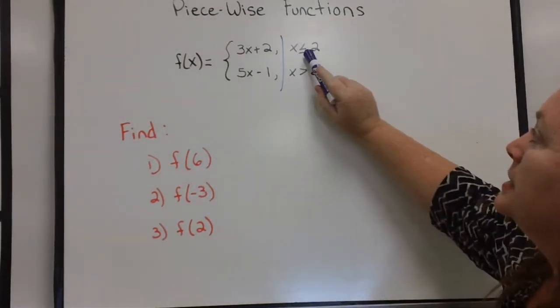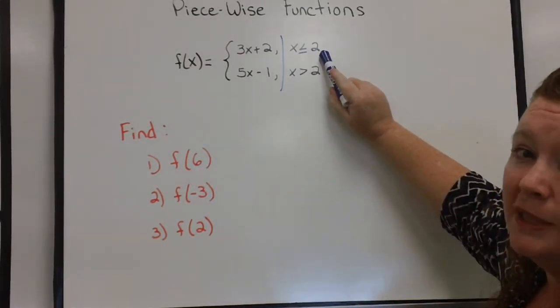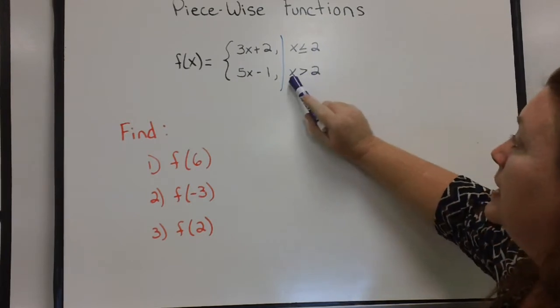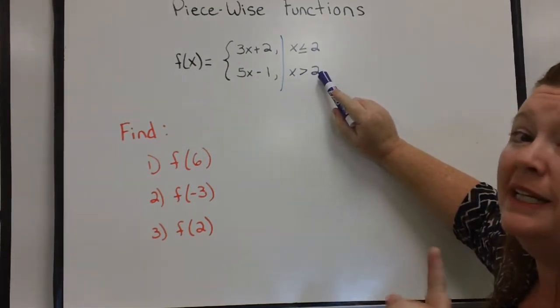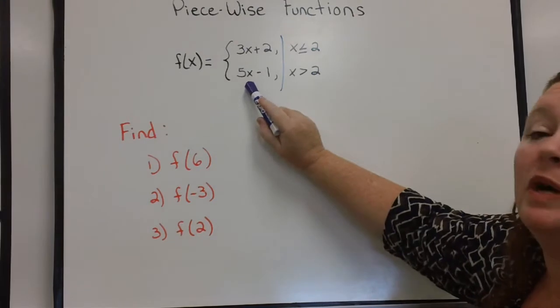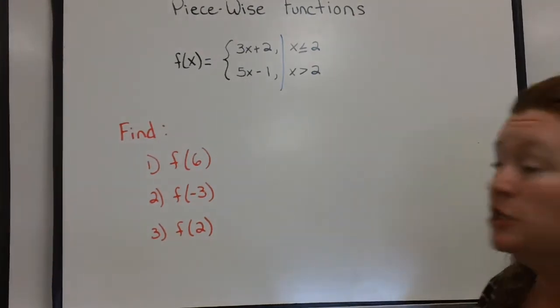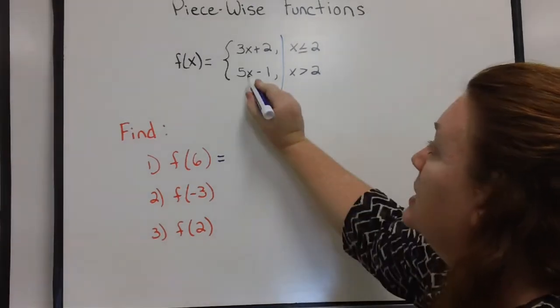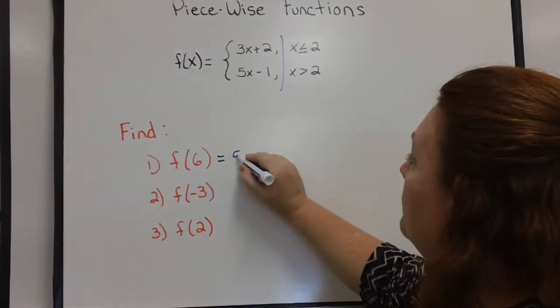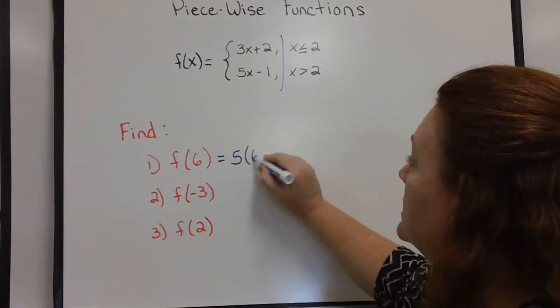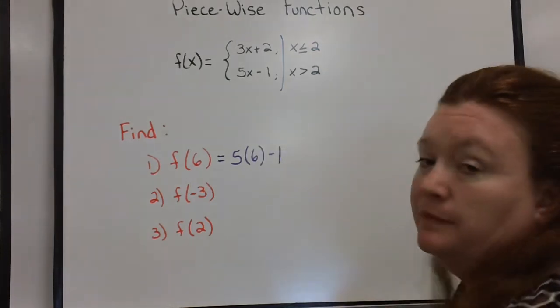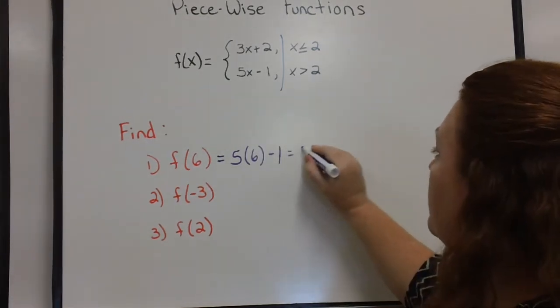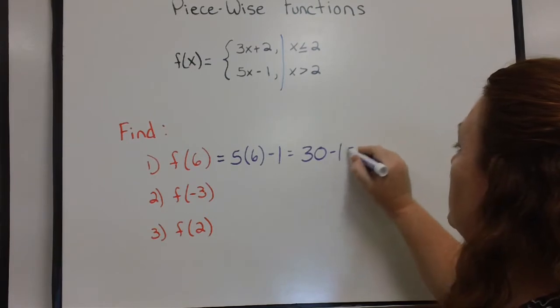Is 6 less than or equal to 2? No, it's not. Is 6 greater than 2? Yes. So that's when I want to use the second equation. So what I'm going to do is plug a 6 in for x. 5 times 6 minus 1. And that is 30 minus 1, or 29.